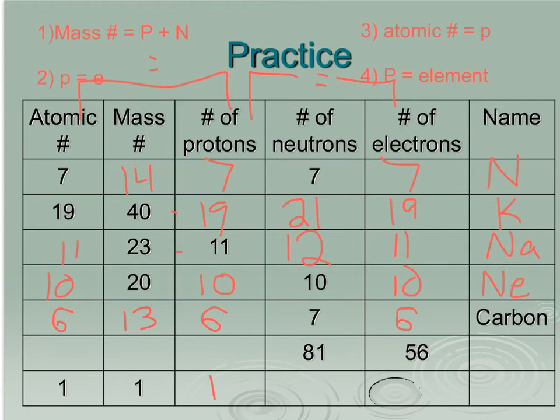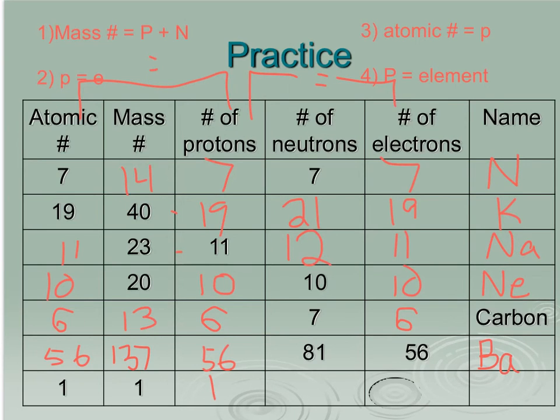And now we're going to look at one it's a little bit higher up on the periodic table. So 56 electrons means 56 protons, means atomic number 56. And so element number 56, looking at our periodic table, is barium. And then again, we solve for a mass number. We take 56 plus 81, and we get a mass number of 137.